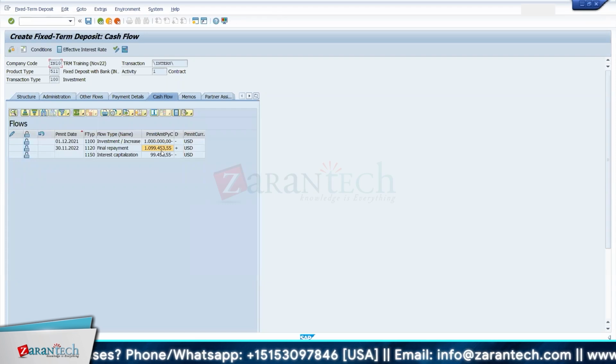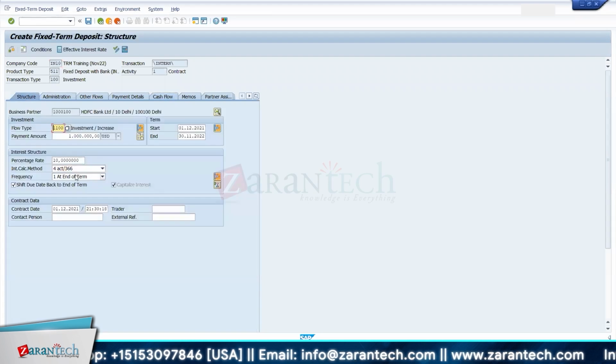Normally, when you actually work at the client side, you need to match which interest calculation method will be applicable for a bank, and that will give you the exact amount matching with the fixed deposit amount calculated by the bank.